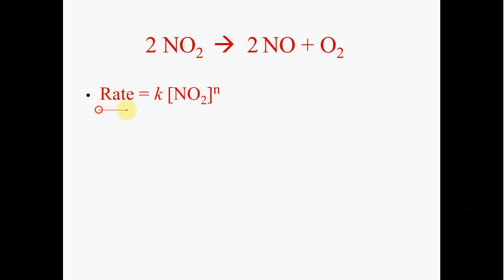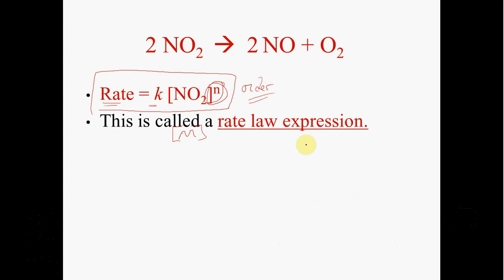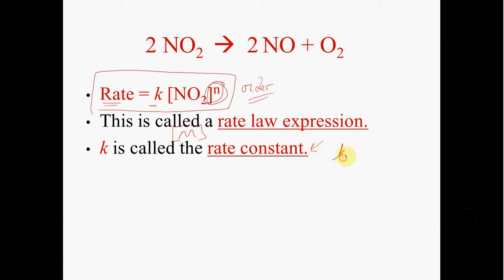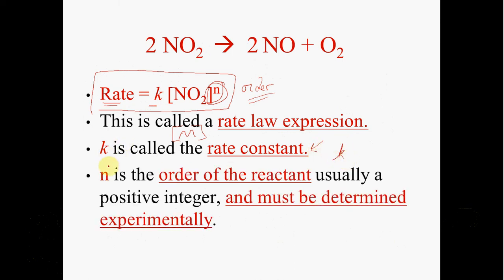So the rate law for this equation would have this general format. Rate is equal to k, brackets, again, mean molarity, and this order would have to be determined from an experiment. So this is a rate law expression. k is the rate constant. It's a lowercase k. n is the order of the reactant. It's usually a positive integer, and it must be determined experimentally.